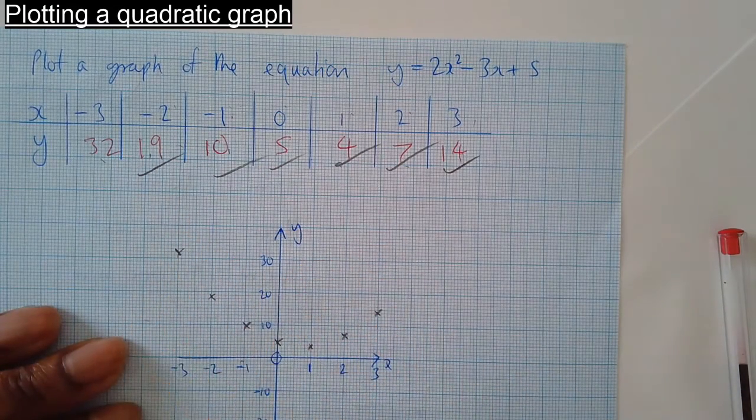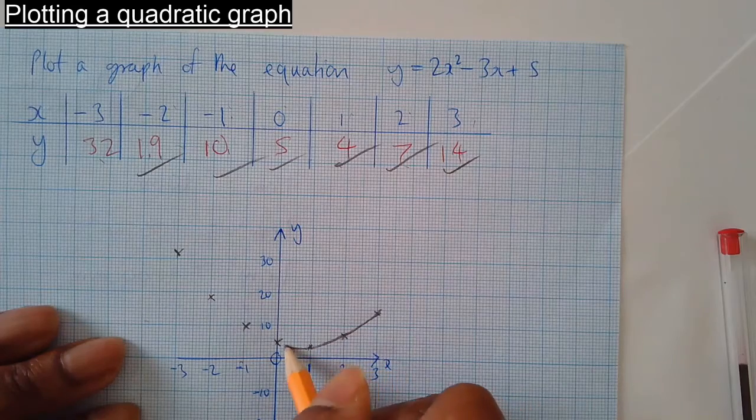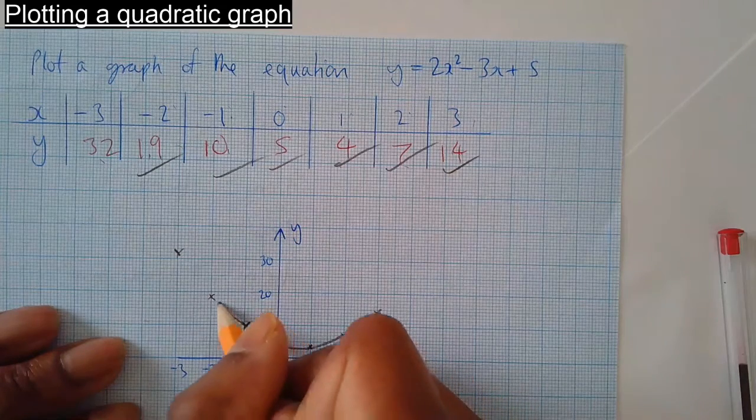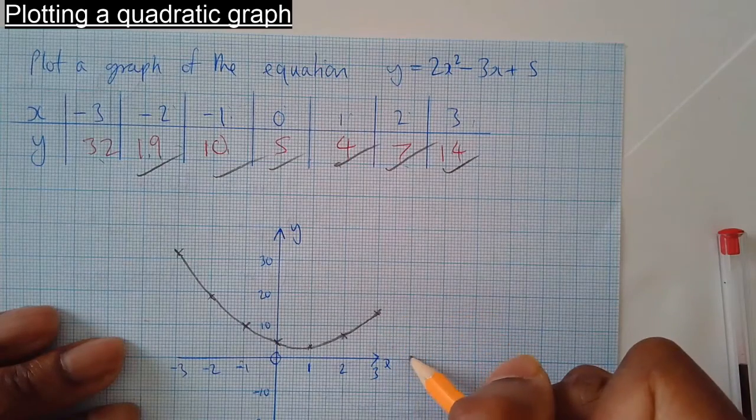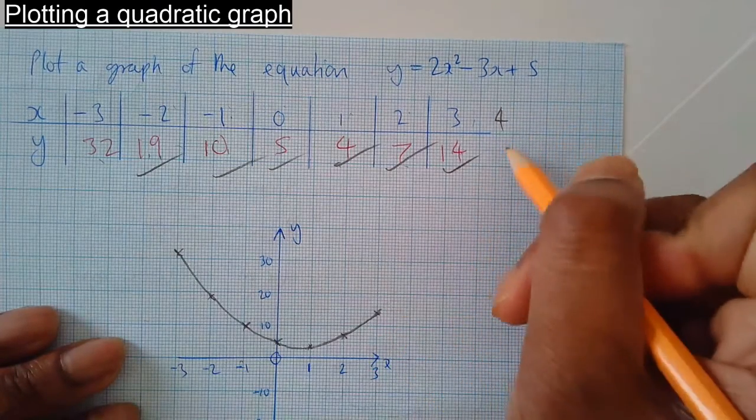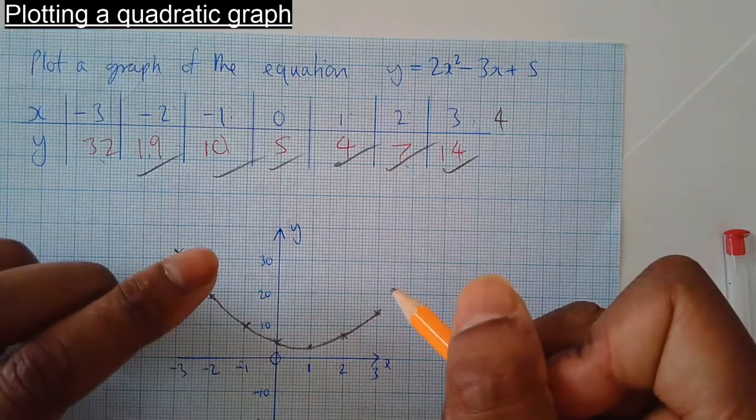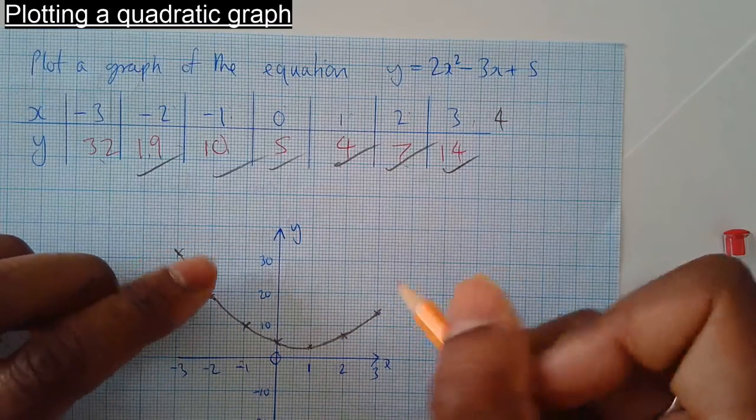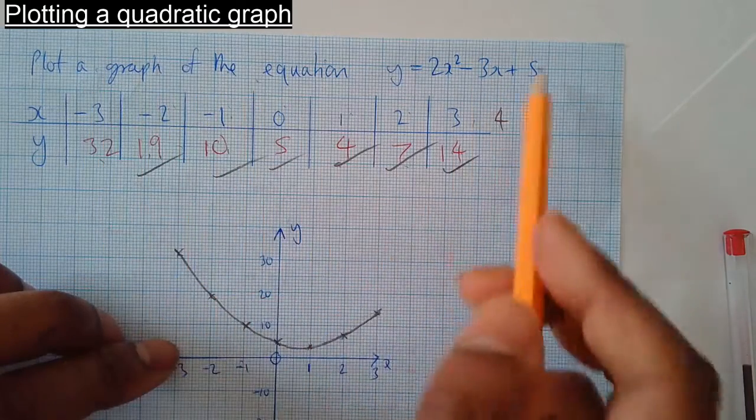What you're going to do, freehand, don't use a ruler. Let's join it up. That's your quadratic graph. If I was to use 4 over here and work out a value, I could easily do that. But really, this is the answer. Plot a graph of the equation. I've just done that.